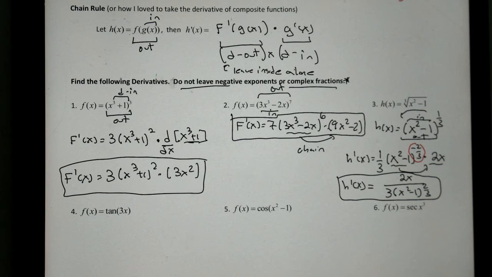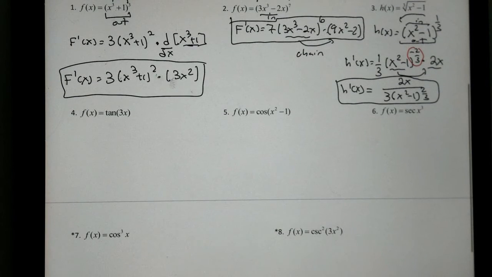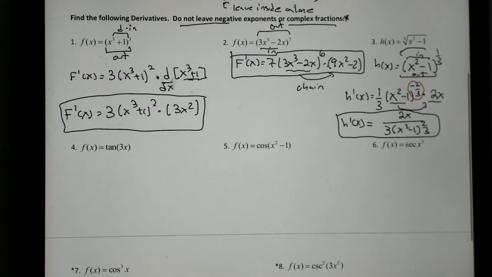All right. Let's get tricky with it. Number 4. Oh, number 7. Don't look at that one yet.